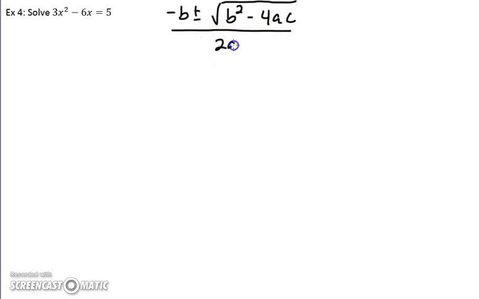This is not Algebra 2. You will not get a formula sheet. You need to know your quadratic formula. So it's the opposite of b, plus or minus the square root of b squared minus 4ac, all over 2a. Now this is only going to work if our equation is set equal to 0. Right now it's set equal to 5, so we need to subtract 5 from each side first.